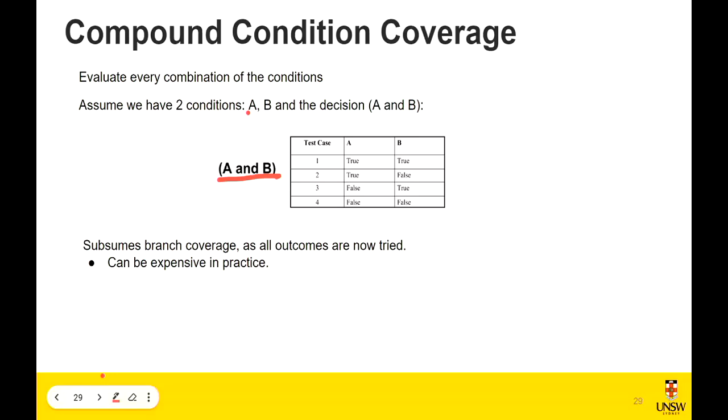And compound condition coverage subsumes branch coverage, because the number of test cases is more than enough to achieve 100% of branch coverage. However, it can be expensive in practice because for a decision with n conditions, we need 2 to the power of n test cases to cover all the combinations.